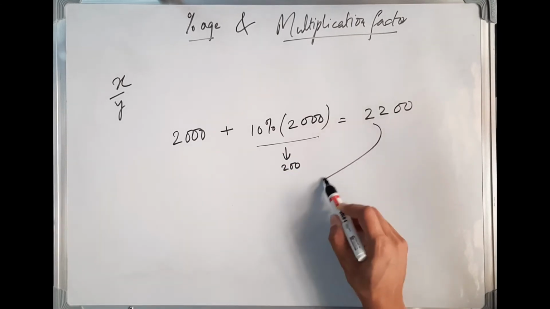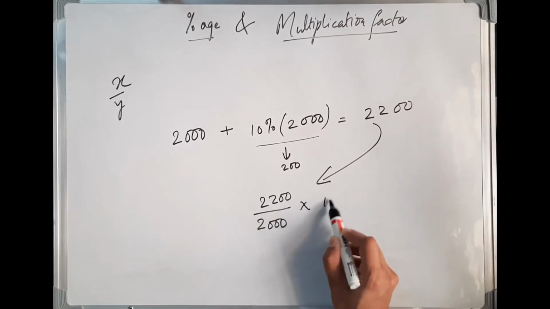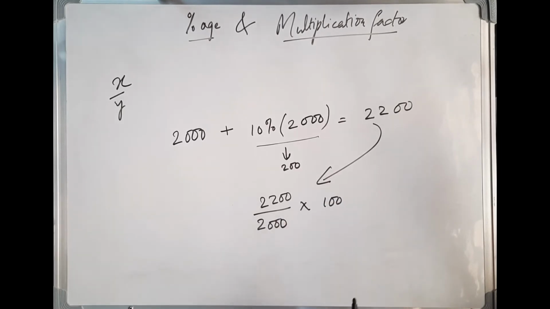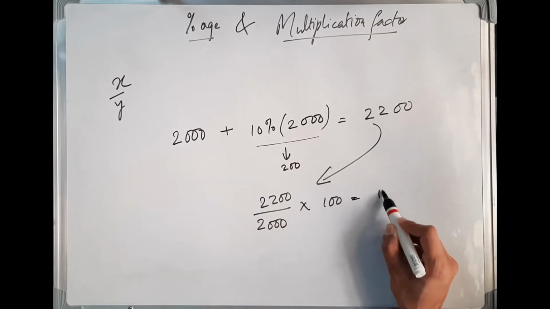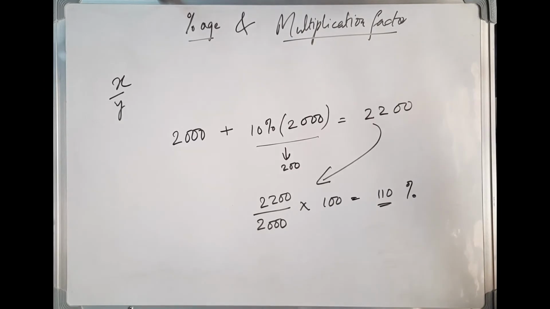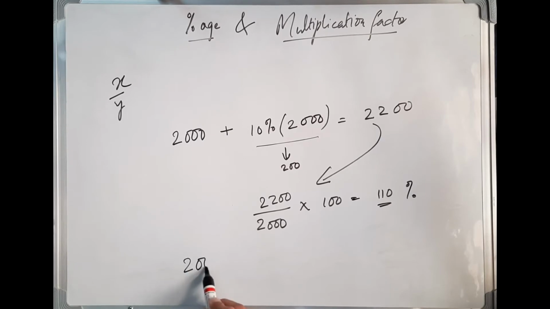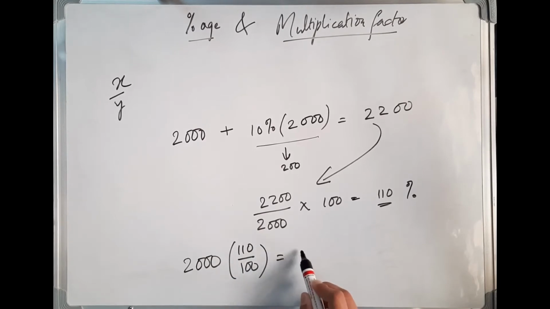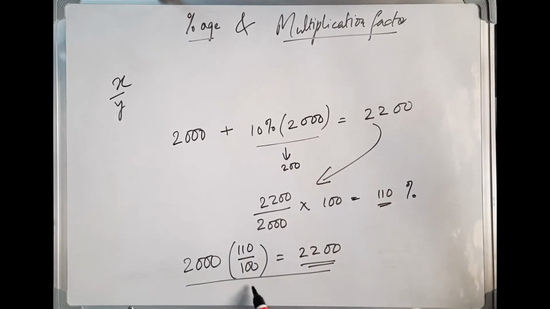Let's take this 2200 and divide it by 2000 and multiply it by 100. So we are trying to find out what percent of 2000 is 2200. So it is equal to 110%. If 2200 is equal to 110% of 2000, so should I try finding the 110% of 2000 in the very first step? And if I do that, I get this solution directly without all these hassles. So this number is the multiplication factor.